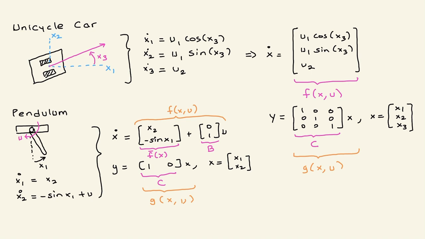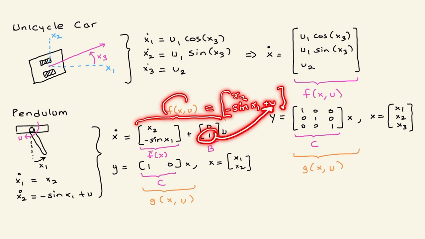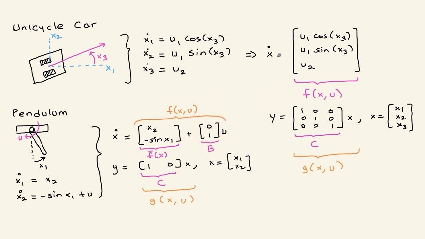If you want to represent it in the more general form, you can combine everything into one. Represent it like f of x and u, in this case x2, minus sine x1 plus u. Basically I just took this and included it here into f of x, u form. And if you multiply this product, you can represent this x1 as your g of x, u.